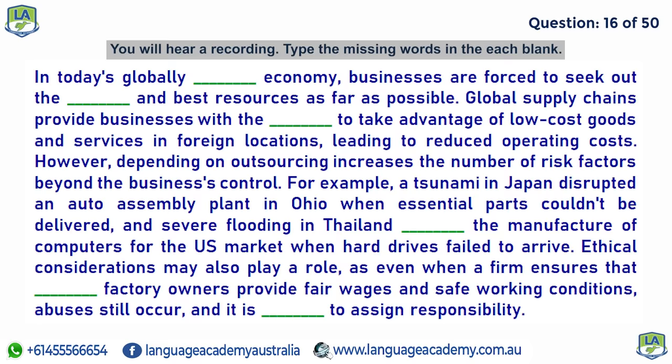In today's globally integrated economy, businesses are forced to seek out the cheapest and best resources as far as possible. Global supply chains provide businesses with the opportunity to take advantage of low-cost goods and services in foreign locations, leading to reduced operating costs. However, depending on outsourcing increases the number of risk factors beyond the business's control. For example, a tsunami in Japan disrupted an auto assembly plant in Ohio when essential parts couldn't be delivered. And severe flooding in Thailand delayed the manufacture of computers for the US market when hard drives failed to arrive.